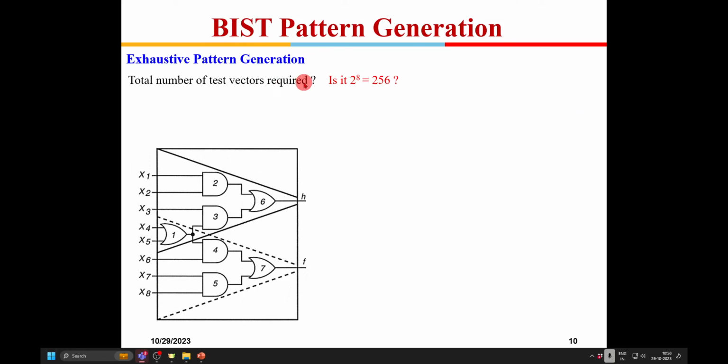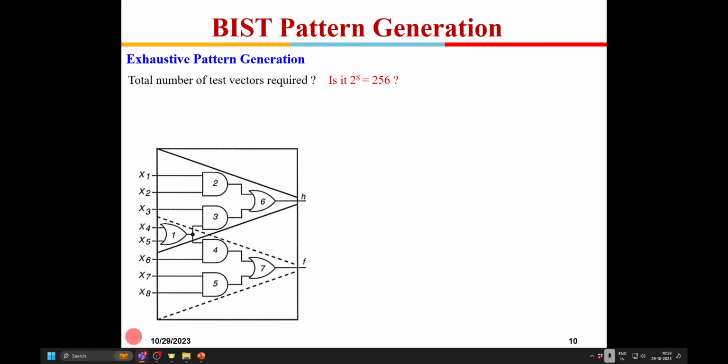So, let's talk first a little bit about exhaustive pattern generation. If I have a circuit like this, with 1, 2, 3, 4, 5, 6, 7, 8 inputs, can you tell me the total number of test vectors required? Is it 2 to the power of 8, 256? We have learned so many techniques of testing till now. We are coming to an end of this course. Just having a look at this particular circuit, can you guess whether 256 test vectors are required?